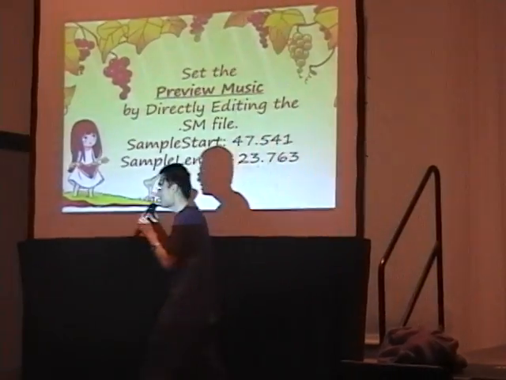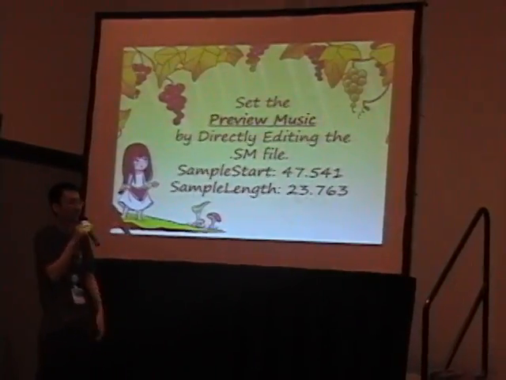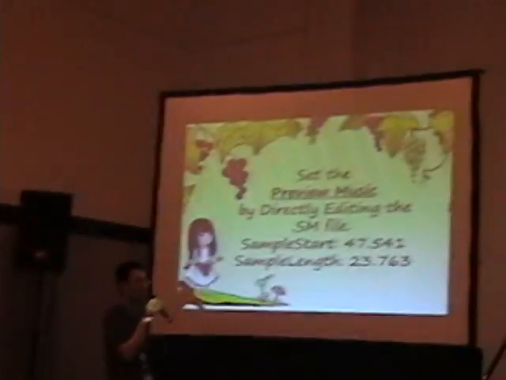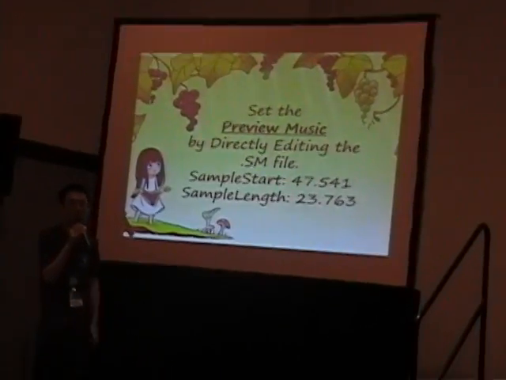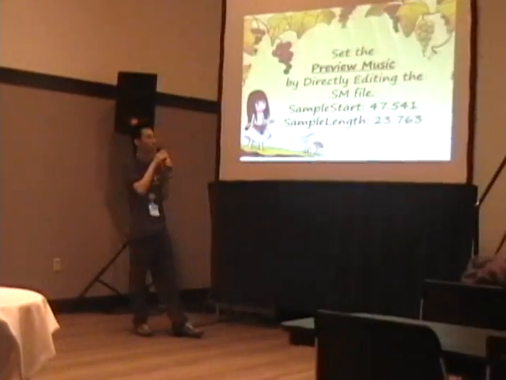You want to set this right, because if someone selects your file and there's a silent part of the song for like 5 seconds, they're going to be very confused. You most likely want to start at the chorus and have it going for like 18 to 20 seconds. 18 to 20 seconds from the chorus is a pretty good measure of where the preview music should be.